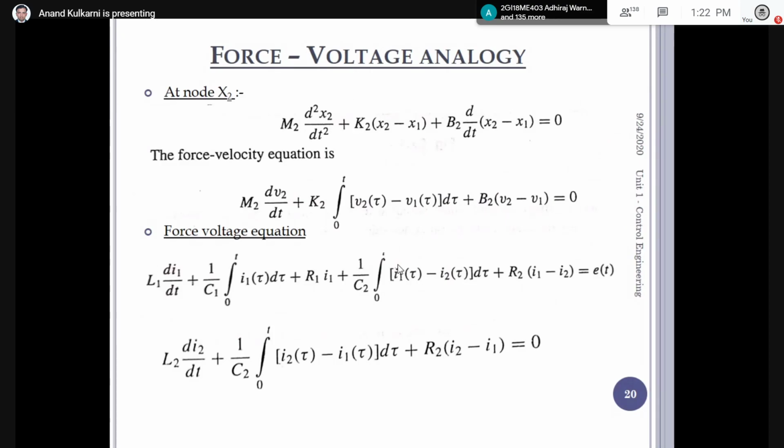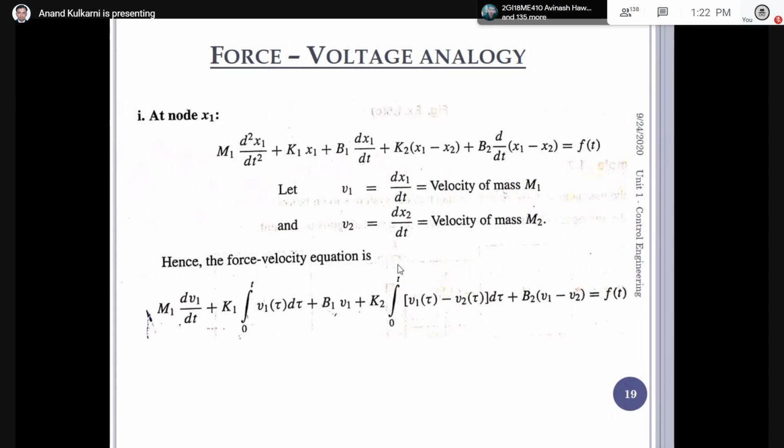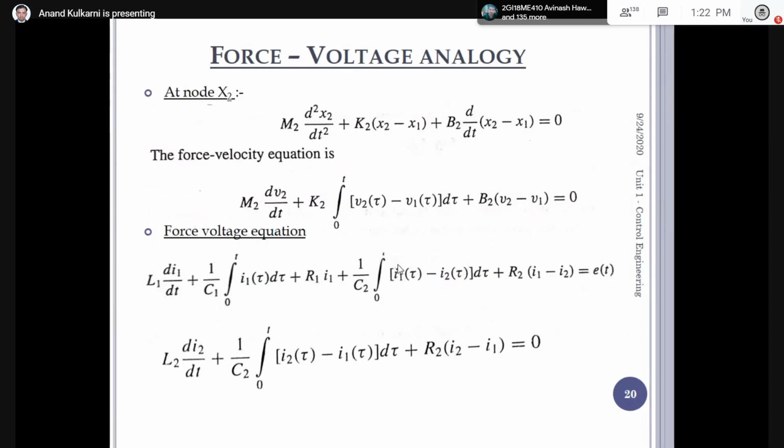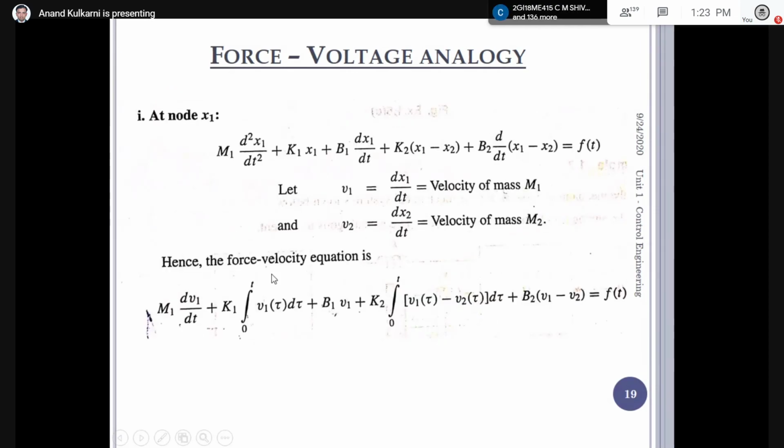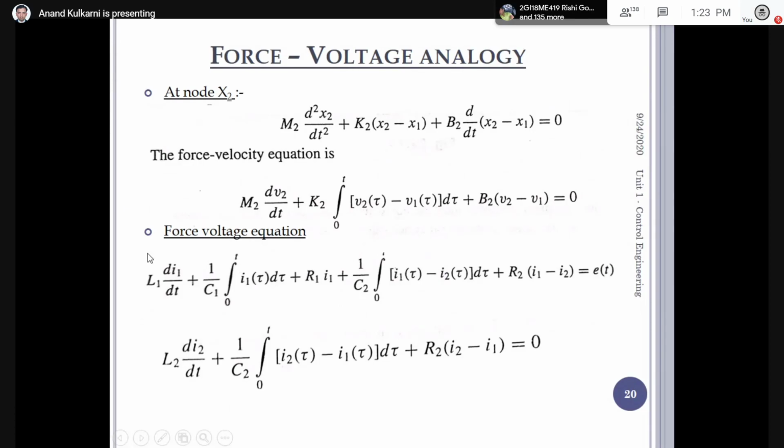Then similarly at node 2, we have two things. Again, we convert this into a force velocity equation. Now, if you just compare this, this term, which was in terms of the force velocity equation, we write in terms of the force voltage equation. So just observe here, in terms of the analogy which was written for force voltage.